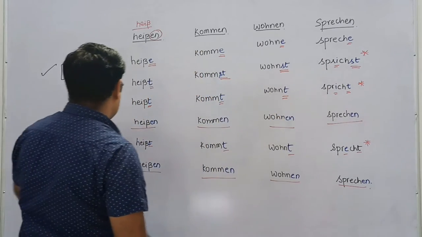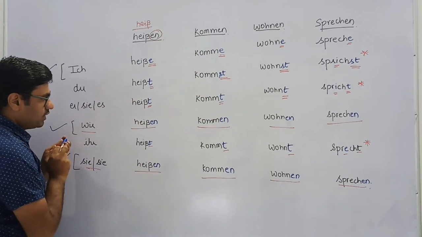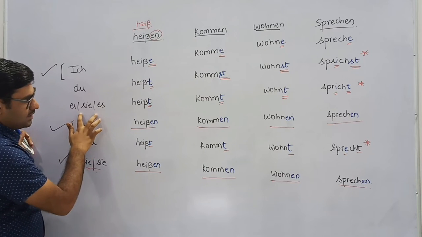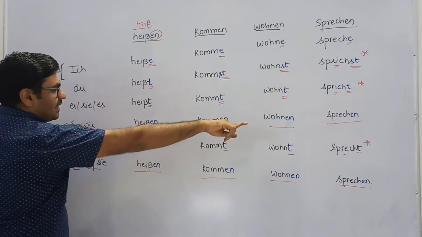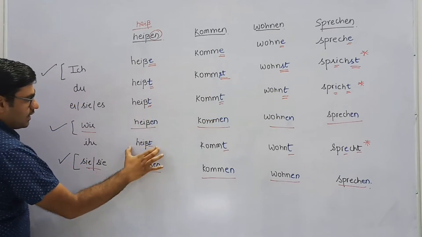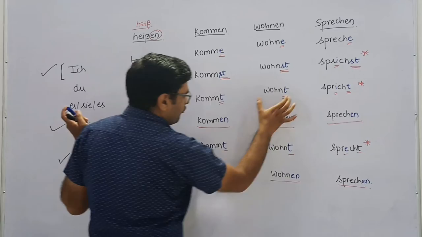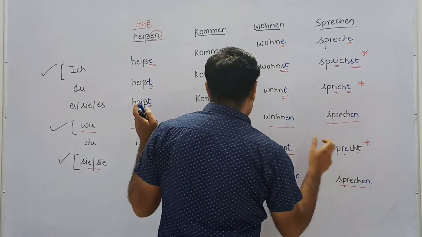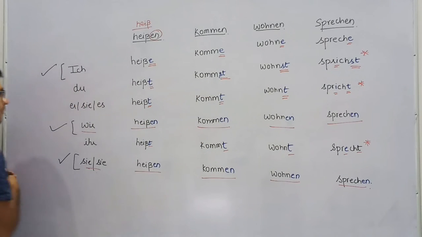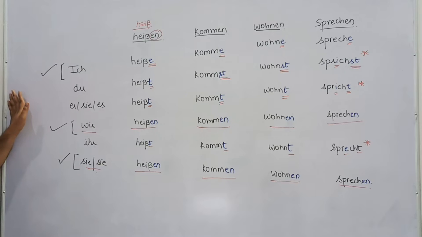Okay, then for ihr and for er, sie, es, these all are the same except that last one. Like heißt, heißt, kommt, kommt, wohnt, wohnt, spricht, sprecht. Okay? So this kind of pattern you can make to remember these. But you have to learn. We'll be doing some exercises and we'll be seeing how to learn these.